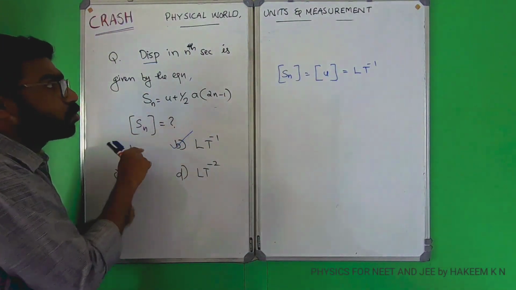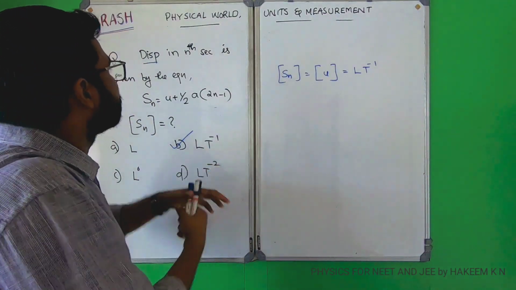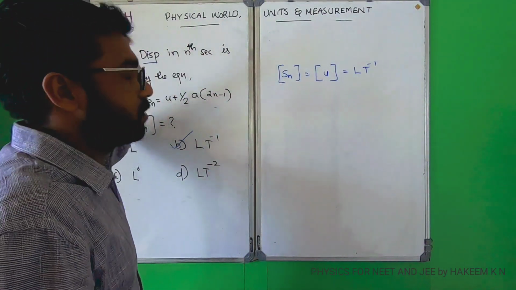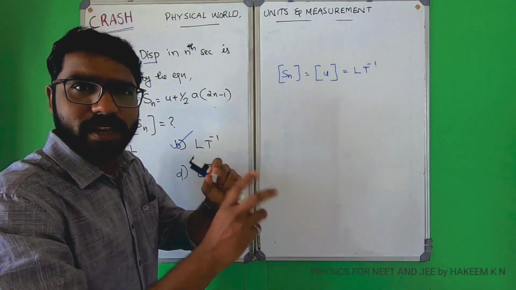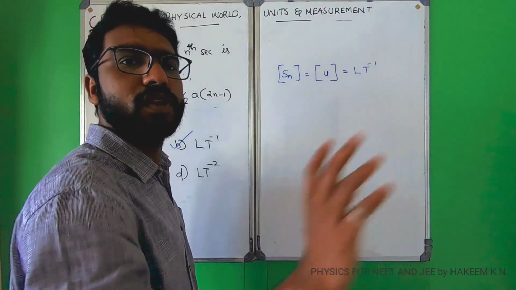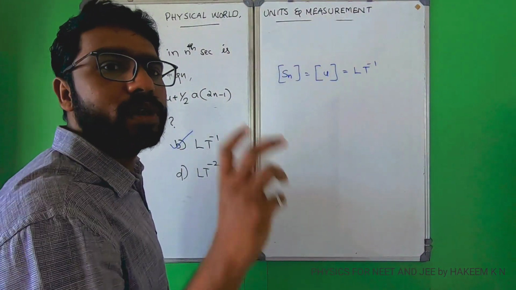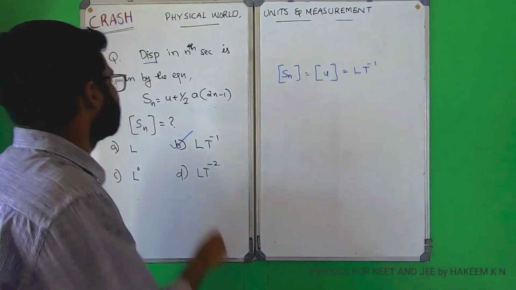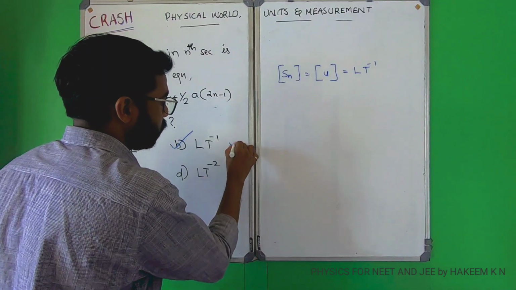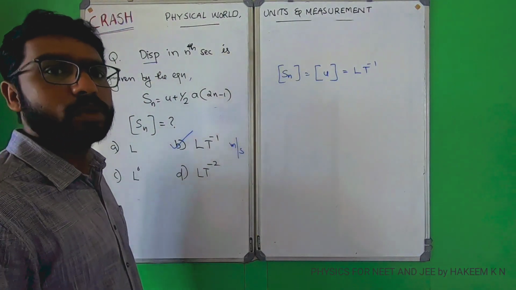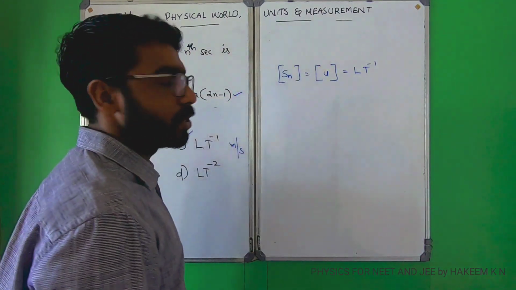So Sn is not actually the displacement. Sn is the displacement traveled by the body in nth second. Displacement in a particular time interval is actually its velocity. So Sn actually indicates speed or velocity of a body in a particular time interval. So dimension of Sn is L t power minus 1, and its unit is meter per second, according to principle of homogeneity.